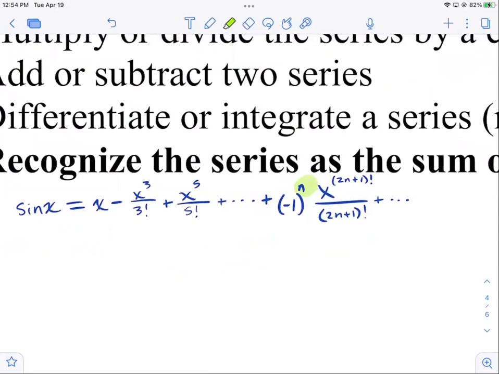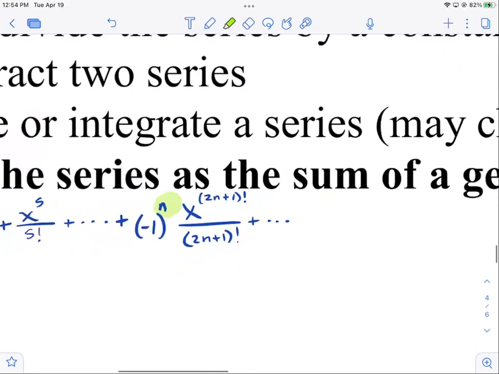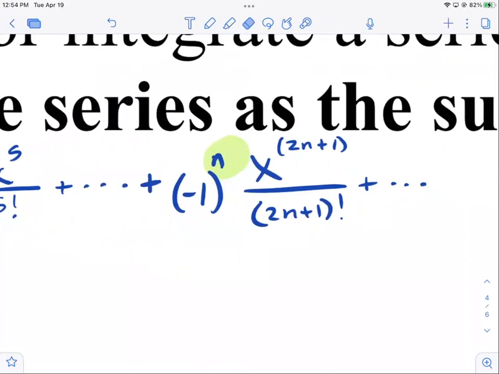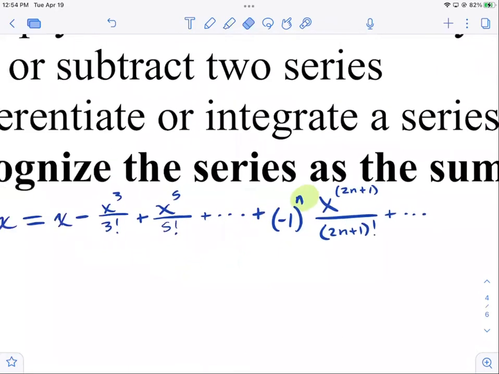So notice if I plugged in n equals 1, I'm going to get x cubed. There should be no factorial up here. I was getting crazy. There you go. x to the 2n plus 1 over 2n plus 1 factorial. When n is 1, we get x cubed over 3 factorial. That term should be negative, right? So when n is 1, I need it to be negative.